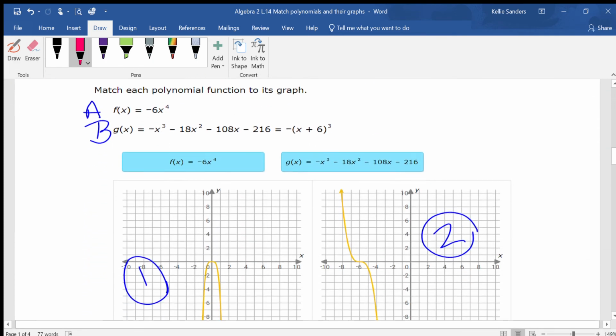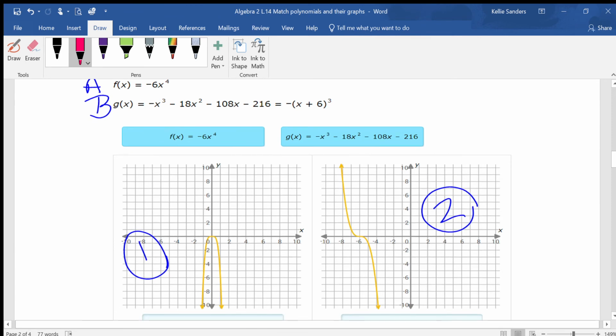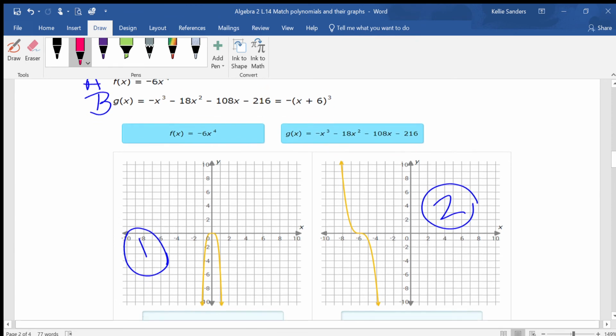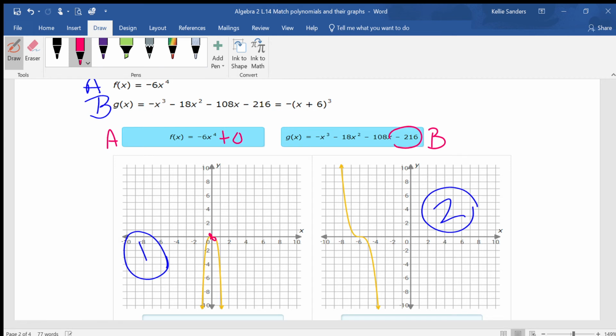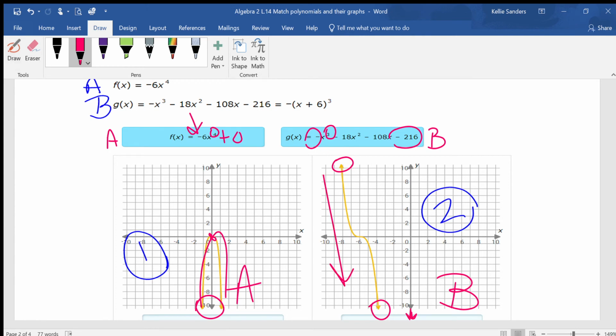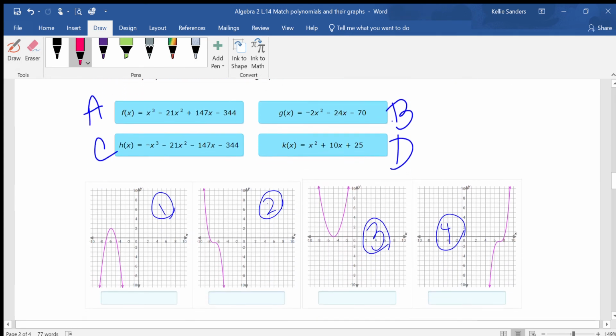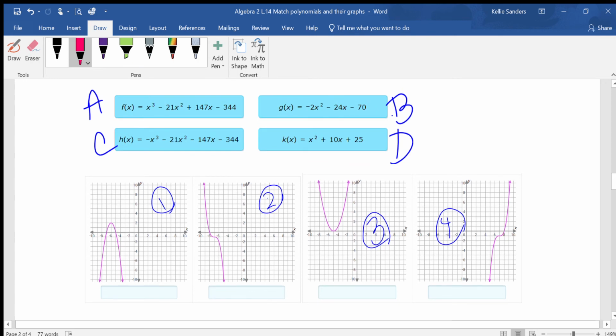So lots of different things that you can look at. You do not have to look at every single bit of it. Okay, this is A, this is B. It's going to cross at 0, 0. This is going to cross at negative 260, which is way down here. So this is B, and this is A. Also, this is odd, so they go in opposite directions. This 4 is even, so they go in the same directions. This is negative, so it's going down. This is negative, so it's going down from left to right.